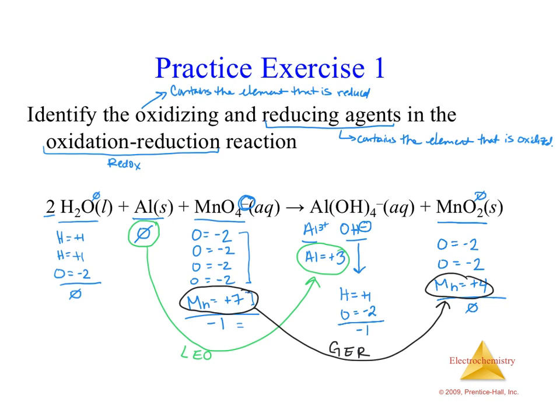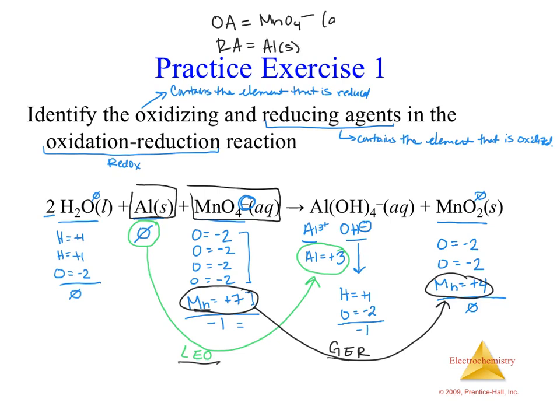So now let's figure out oxidizing agents and reducing agents. So the oxidizing agent contains the element that is reduced. Manganese is reduced. Therefore, the oxidizing agent is MnO4 minus. Our reducing agent contains the element that is oxidized. That is therefore our solid aluminum. Hopefully this was helpful.